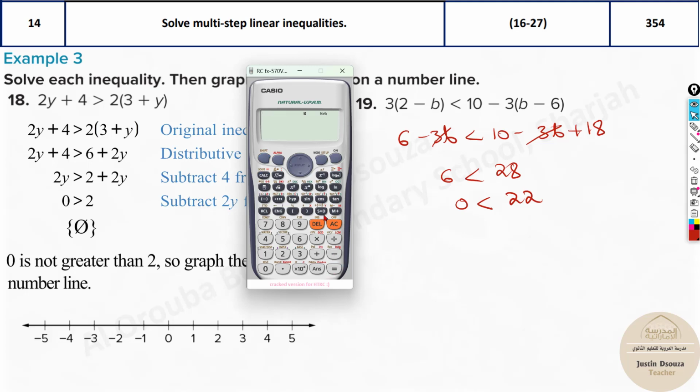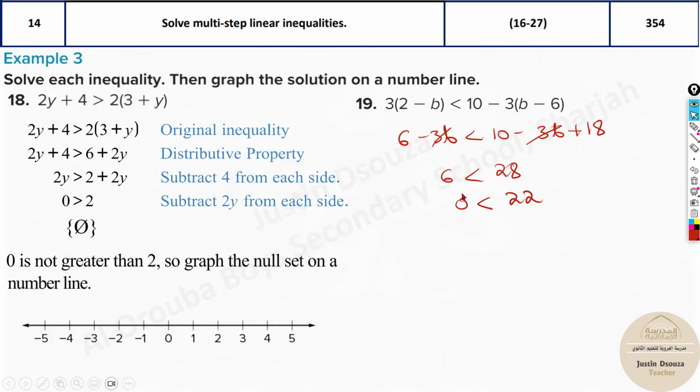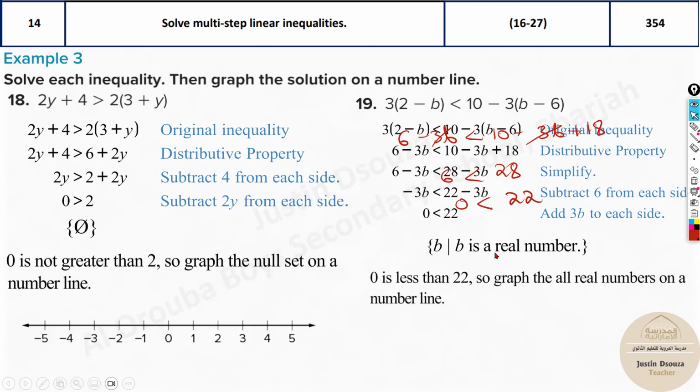What is the answer you're getting? It takes a bit of time, but you will get something like, I don't know. Okay, it shows console. So now this is a problem here. You can't differentiate between no solution and all solutions. But here this inequality is true. That means it's a real number. That means all possible solutions.